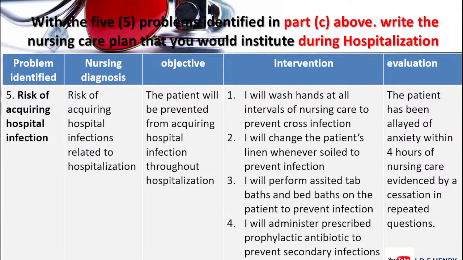I will change the patient's linen whenever soiled to prevent infection. Thirdly, I will perform assisted tub baths and bed baths on the patient to prevent infection. And lastly, I will administer prescribed prophylactic antibiotics to prevent secondary infections. And then your evaluation. The patient has been allayed of anxiety within 4 hours of nursing care. As of before, forgive me for that error. The patient has been prevented from acquiring hospital infections throughout hospitalization, as evidenced by absence of new symptoms.